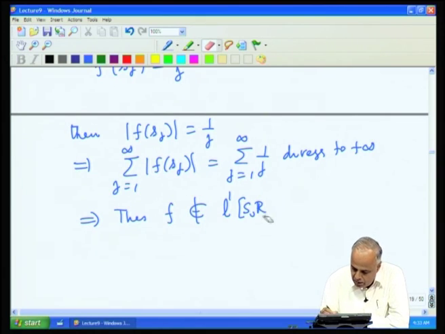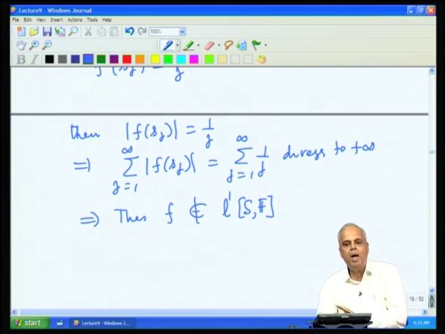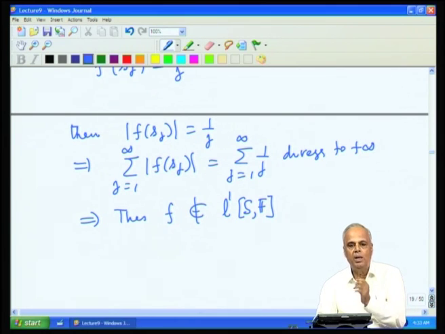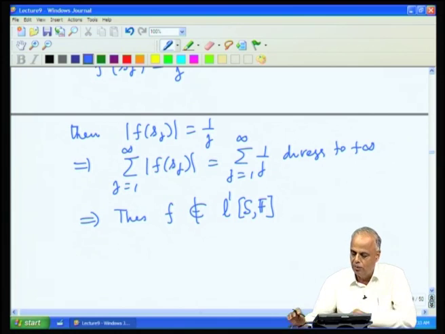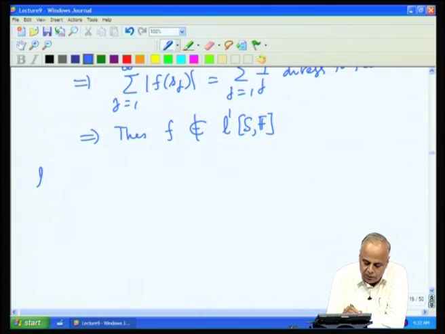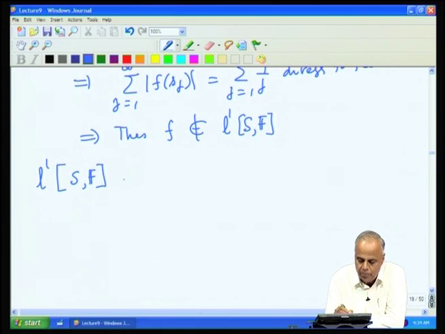Or f, let us take a general f, f can be real or complex. So, therefore, we have some f's mapping from S to R that are in this L1, and some f's mapping from S to R that are not in this L1. This L1 consists of all those functions from S to R for which this total sum in absolute value is finite. With this notation, then L1 S F we can verify is a vector space over F.